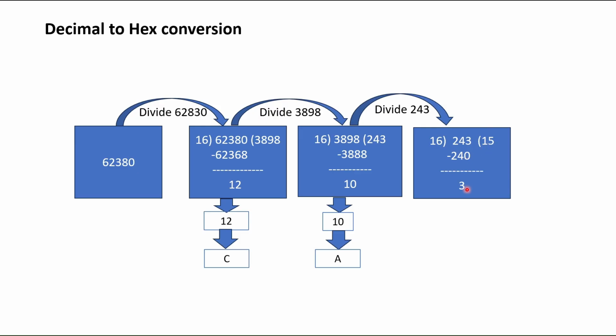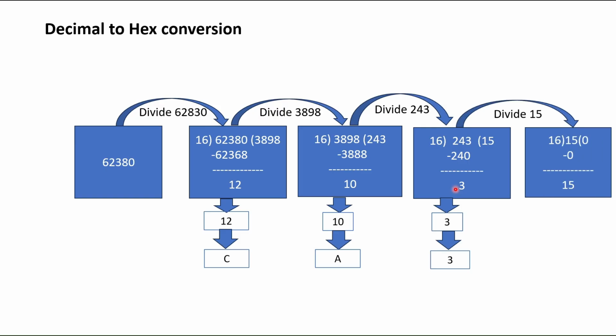So I will get 240, and the remainder is 3, and 3 in hexadecimal is also 3. So I will store it. Next, whatever is remaining, 15, I will divide by 16 again. Here the quotient is 0 because 15 is less than 16, and I get 15 as the remainder. 15 means F. So in each step I got C, A, 3, F.